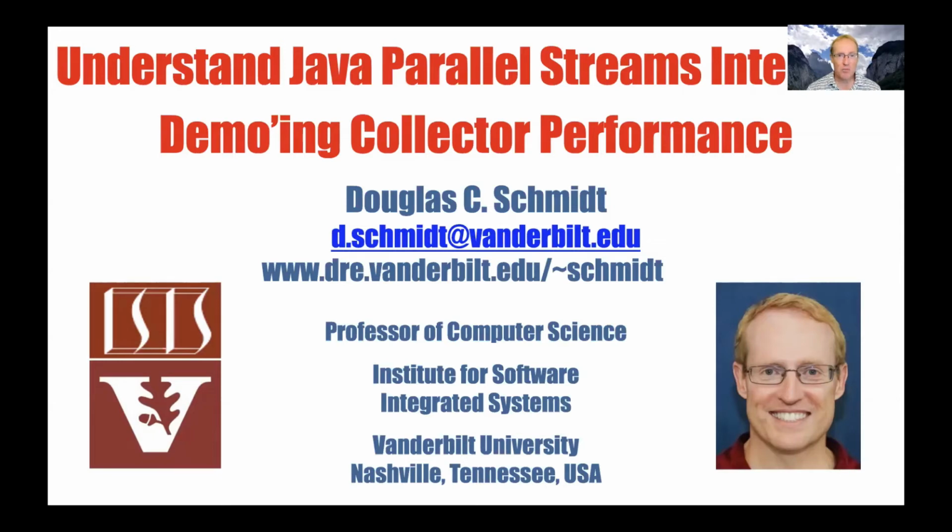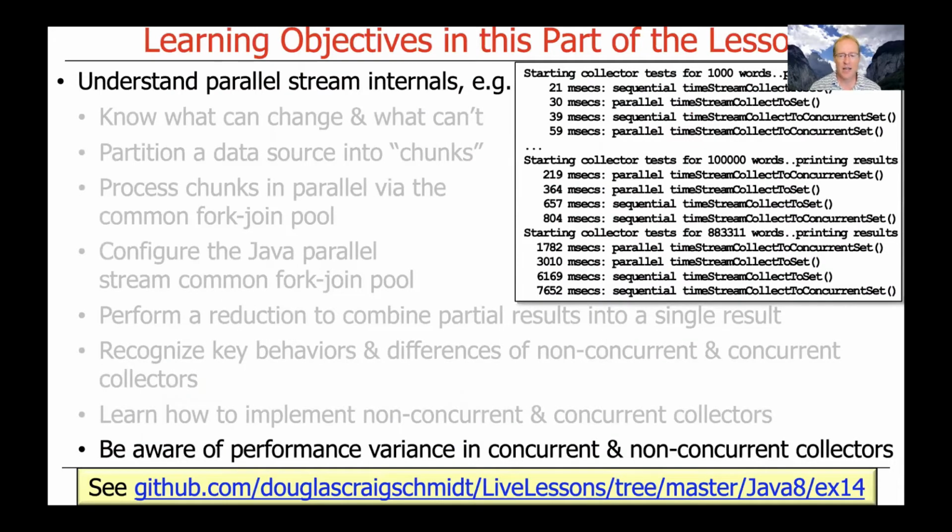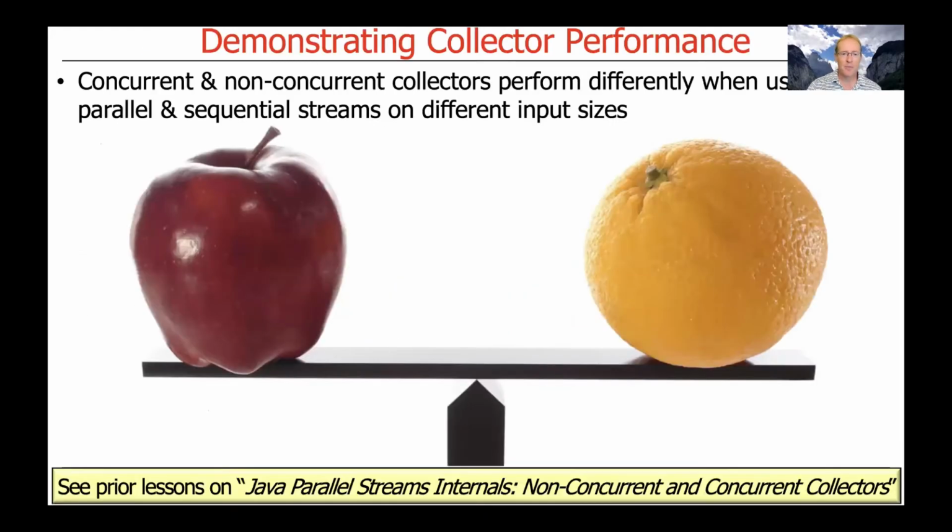So the last part of our lesson here on concurrent collectors and non-concurrent collectors is a demo. It's always fun to do a demo because we can actually look at the code and see how things work, and you can compare and contrast different approaches and so on. And this is going to demonstrate the differences between concurrent and non-concurrent collectors for different types of data structures. And this is to be found in my EX14 folder in my GitHub repository.